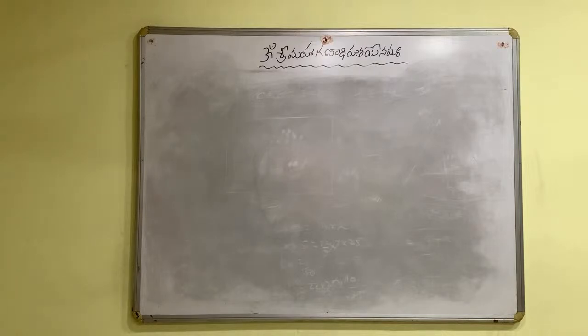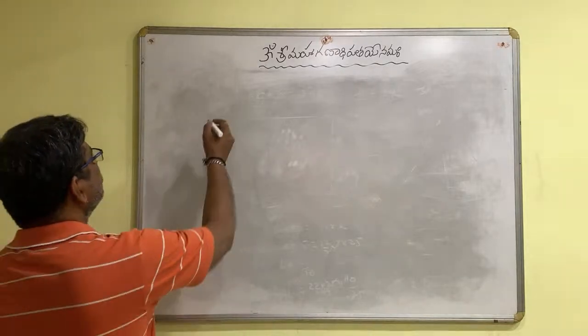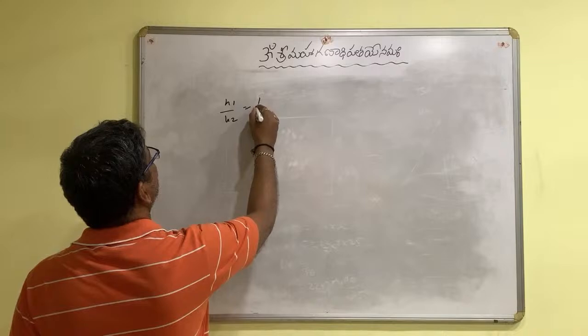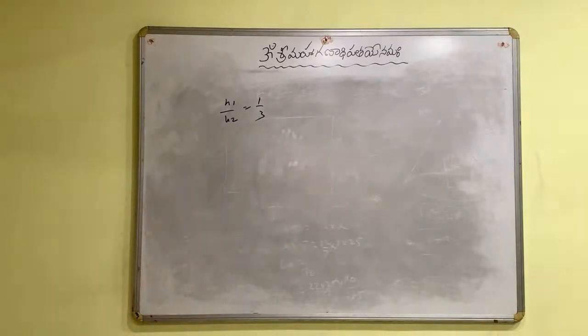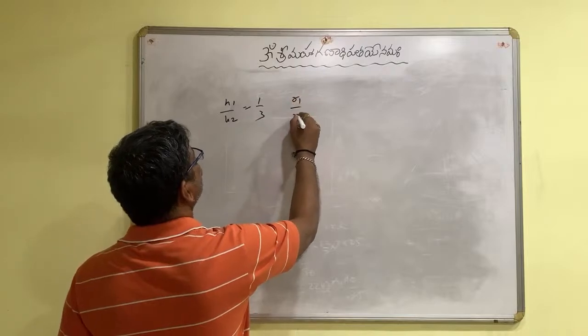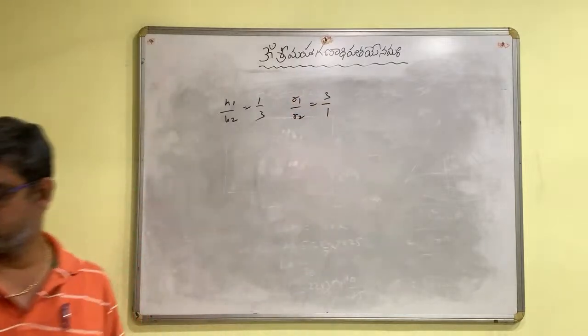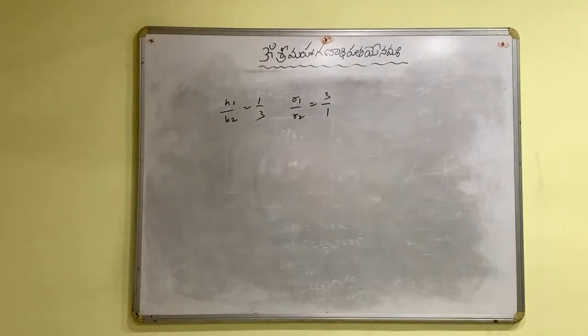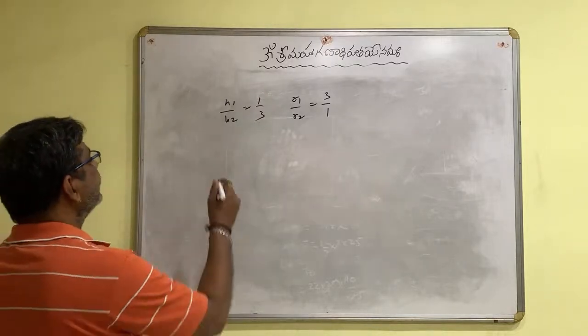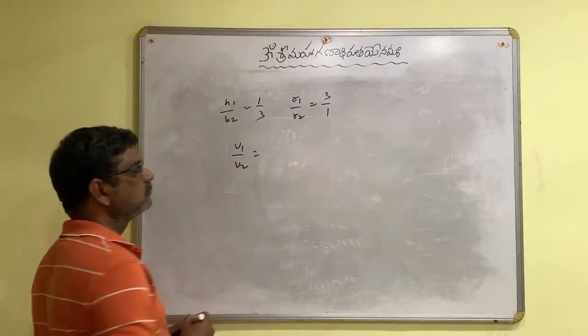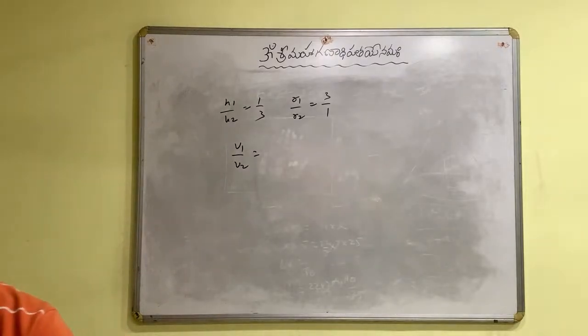Two cones have their heights in the ratio 1:3, H1 by H2 is 1/3. And the radii are in the ratio 3:1, R1 is to R2 is 3/1. Now show that their volumes are in the ratio 3:1. Then we need to find the volumes ratio. This is the question.